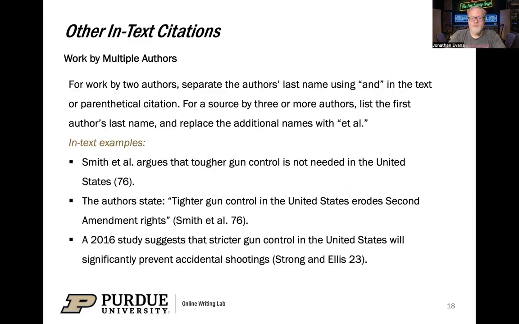Now, if we have multiple authors, there are some rules that are worth taking note of. This will become something of potential use to us when we deal with our first essay, because since we are going to be analyzing a comic book, and a comic book tends to have at minimum two authors. So if we go all the way to the bottom, a 2016 study suggested stricter gun control in the United States will significantly prevent accidental shootings. Now, this is obviously something we're paraphrasing or summarizing. You don't see direct quotations. But notice how we frame the parentheses here. Strong and Ellis. Those are the last names of our two authors.